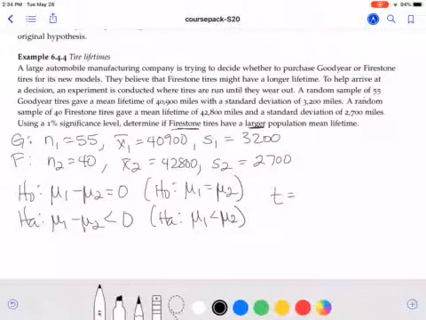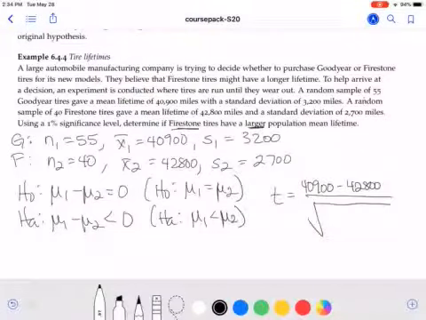Our test stat will be the difference in the two sample means up top. In the bottom, our standard error is the square root of the s's squared over their sample sizes. So 3,200 squared over 55 and 2,700 squared over 40. This will give us a test stat of negative 3.13.